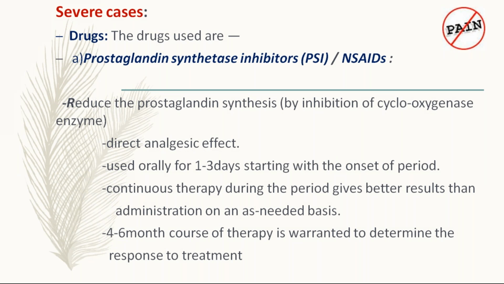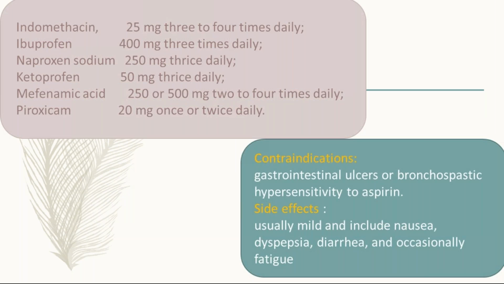In severe cases, drugs are used, like prostaglandin synthesis inhibitors, also known as NSAIDs, which reduce prostaglandin synthesis and have a direct analgesic effect, usually used orally for 1 to 3 days starting with the onset of the period. Usually there is no need of NSAIDs after 3 days because dysmenorrheic pain only lasts for the first 2 days. Continuous therapy during the period gives better results than administration on an as-needed basis. A 4 to 6 months course of therapy is warranted to determine the response to treatment.